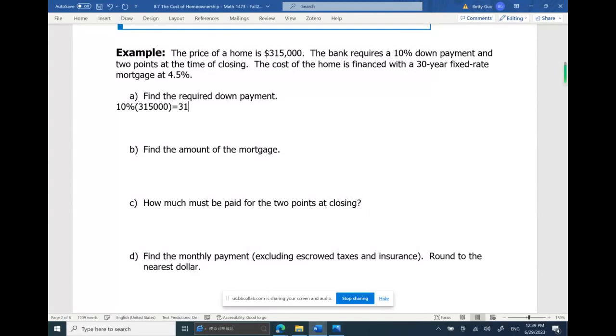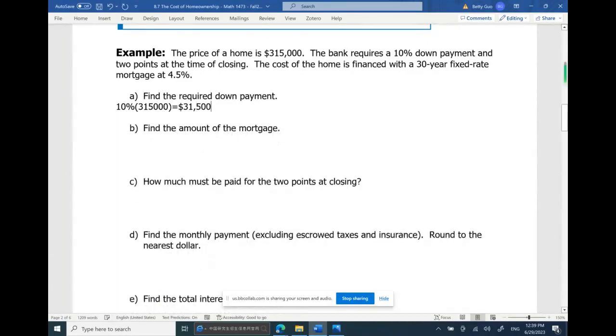So 315,000 gives 31,500. That's the required down payment. 31 grand, $500. So you need to work hard to save money for that. So that is part A, the required down payment.